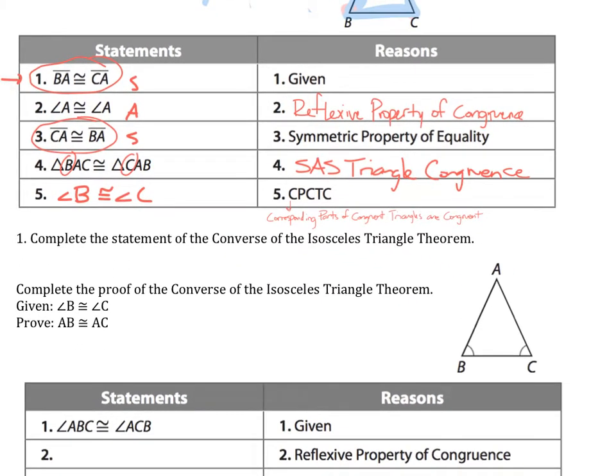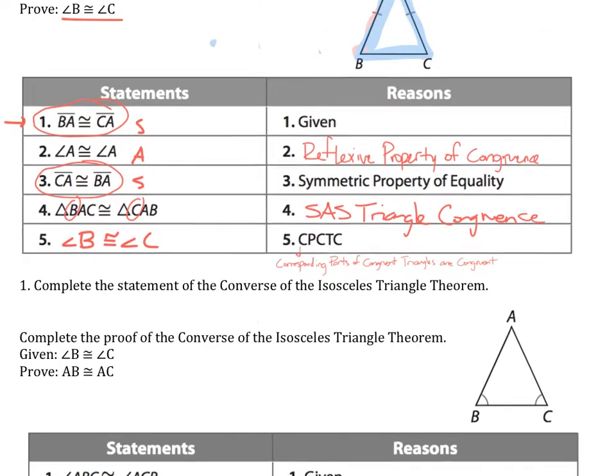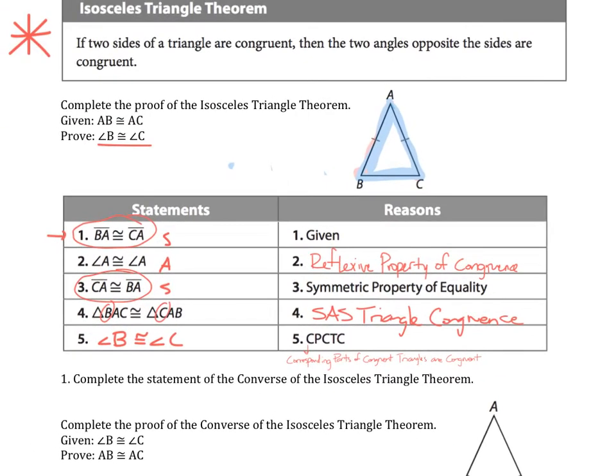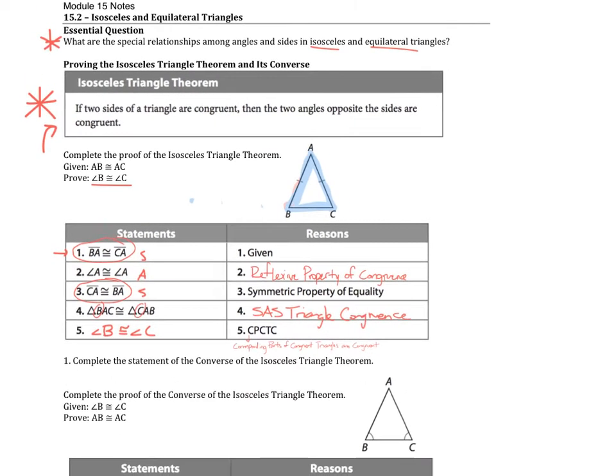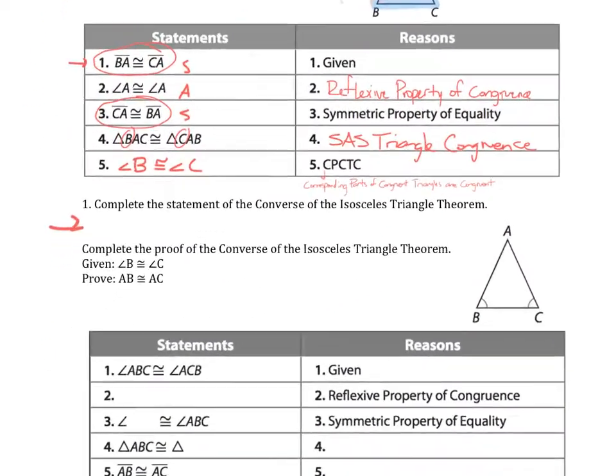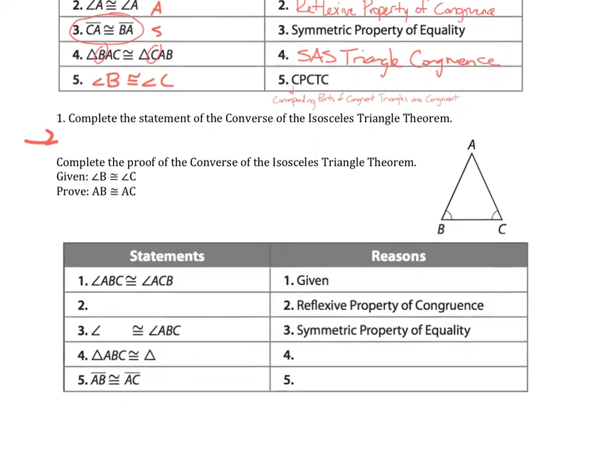So, number 1, complete the statement about the converse of the isosceles triangle theorem. So I'm going to let you go ahead and do that one on your own. And that is the converse of this theorem right up there. Okay, the isosceles triangle theorem: if two sides of a triangle are congruent, then the two angles opposite the sides are congruent. So go ahead and write the converse right here down below. And if you have questions on that, you can ask me tomorrow, but you should be able to complete that by now.